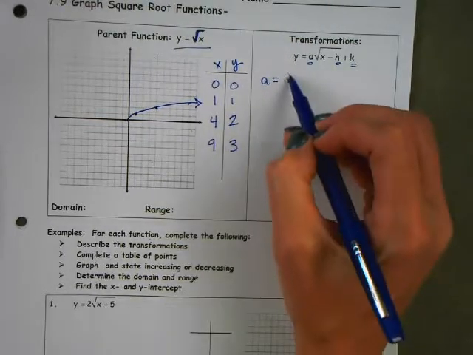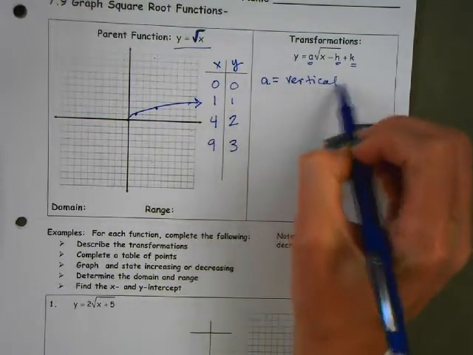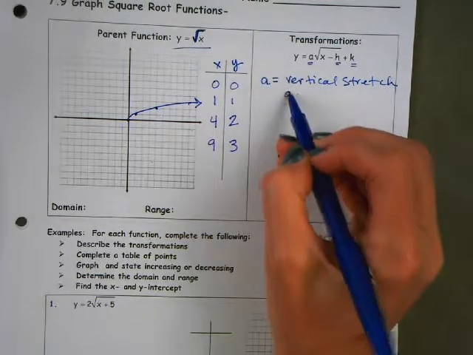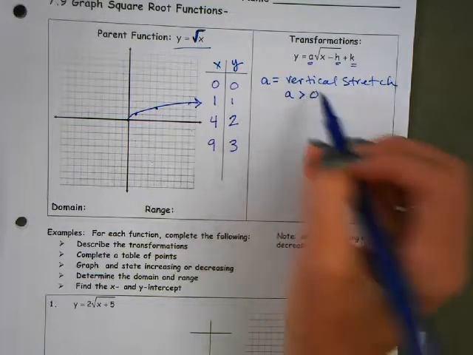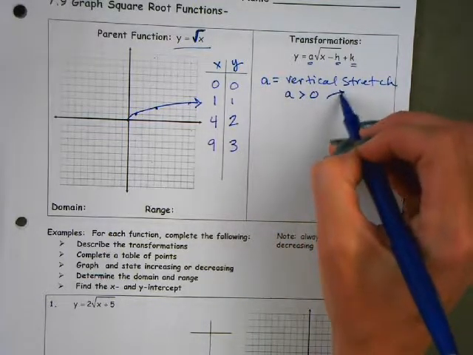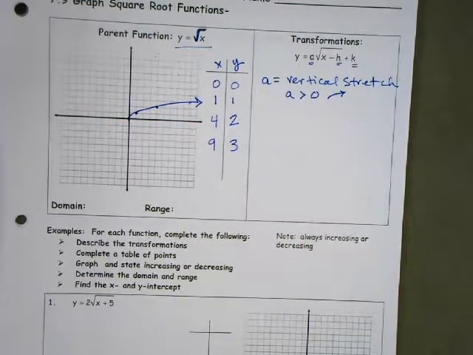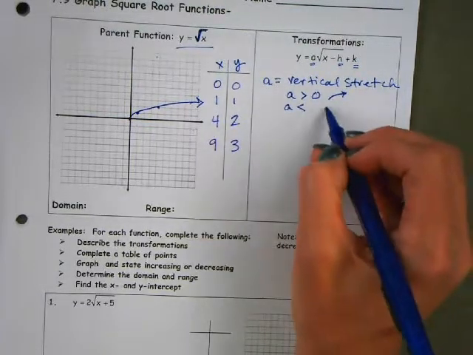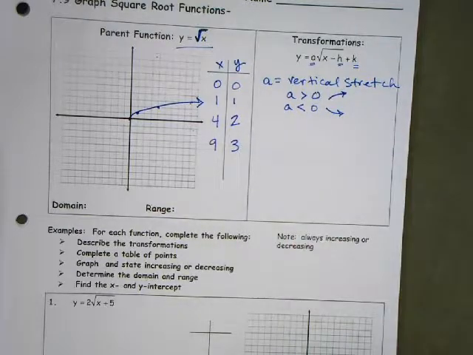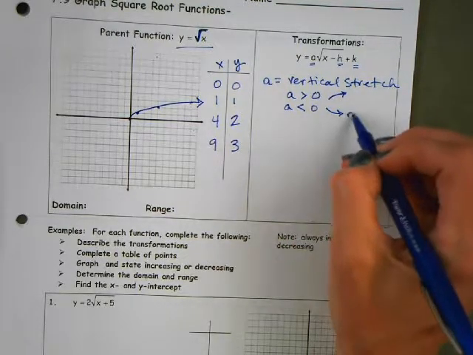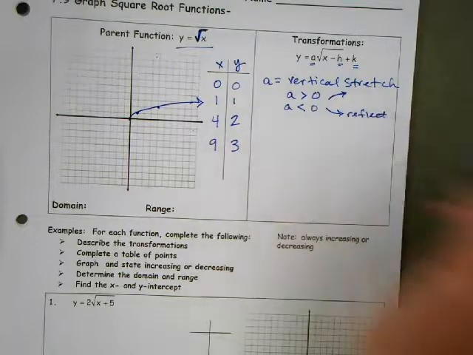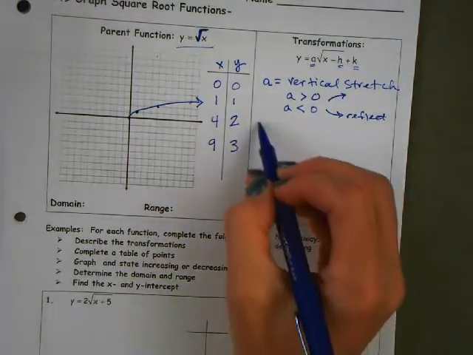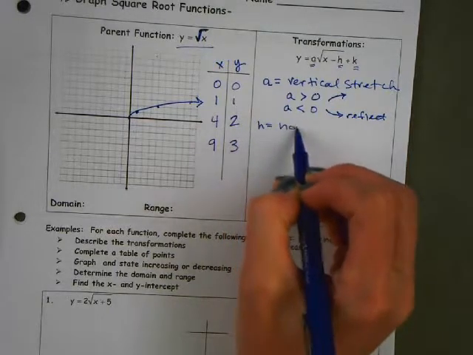So as before, A is our vertical stretch. Okay? Where if A is greater than 0, your graph is going to look like this. If A is less than 0, meaning it's a negative number, it's going to go like this. Okay? It's going to reflect. Do you remember that word? Does it reflect? Remember that? There you go. Okay?